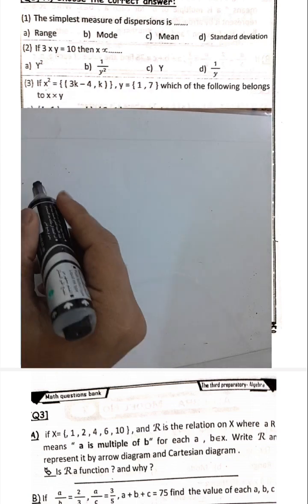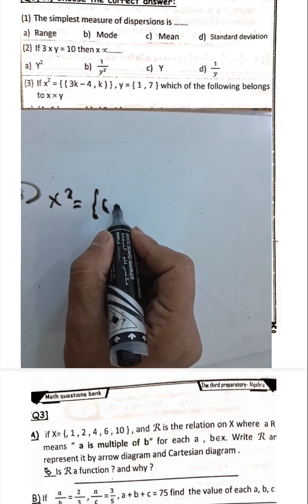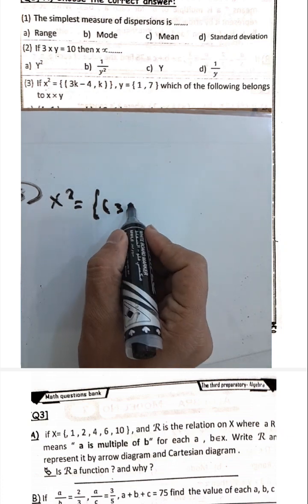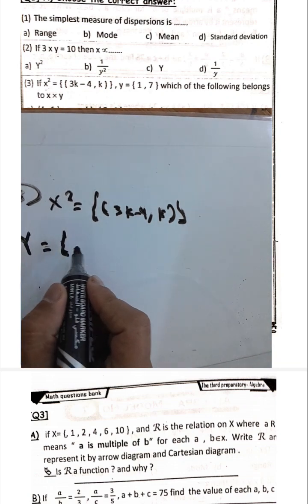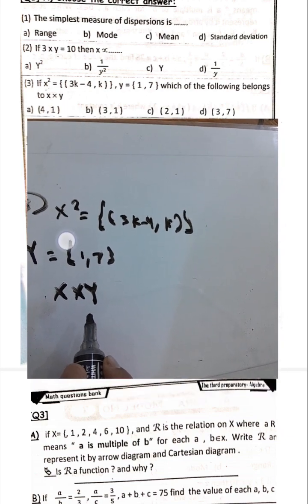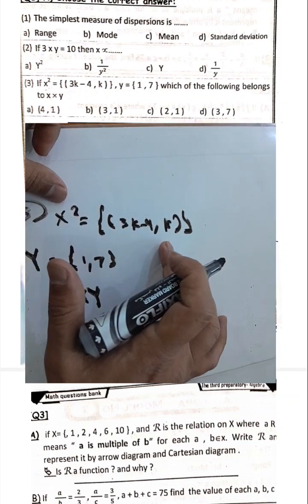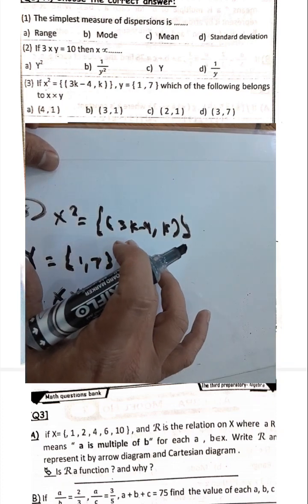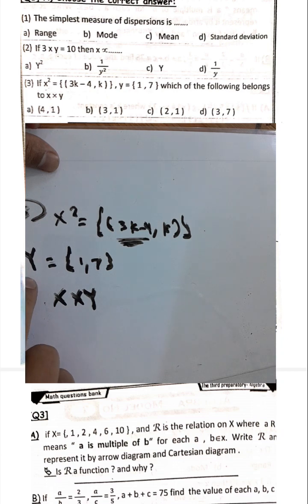Question number 3. If x power 2 equals the set of ordered pairs (3k minus 4, k), where 3k minus 4 belongs to x and k belongs to x, and y equals the set of 1 and 7, which of the following belongs to x Cartesian product with y?